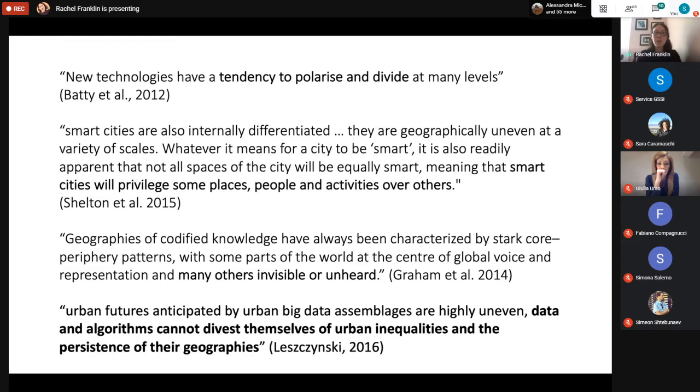But as Shelton et al. have pointed out, cities themselves are also internally differentiated. A lot of what I'll show you over the next several minutes is that we think of Newcastle as an entity, as a certain kind of city. But of course, once we look inside the city, we realize that it's very diverse economically and socially. So when we talk about smart city technologies that are going to be allocated across space, some groups will be more exposed to those or will benefit more from those technologies than others, potentially, that is, without careful thought. So this idea that smart cities privilege some places, some people, and some activities over others.